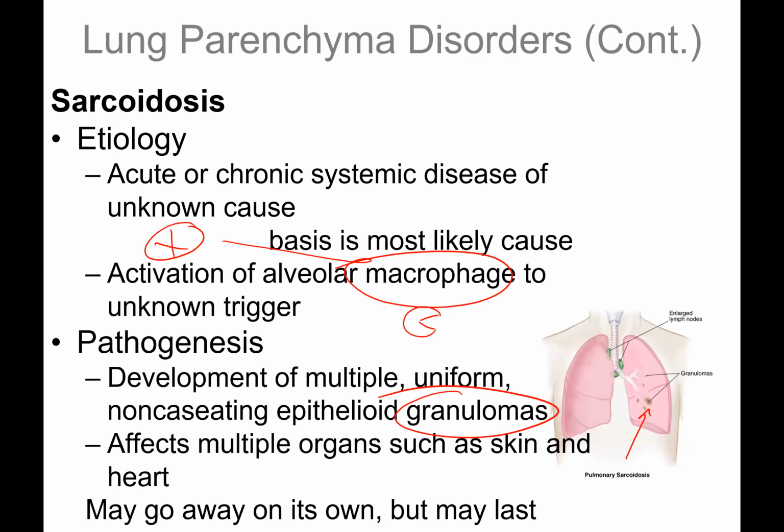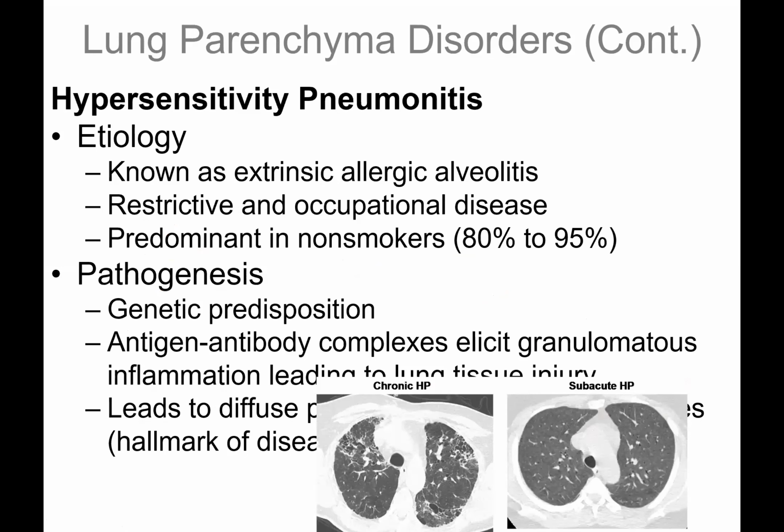On X-ray, sometimes these are visible on X-ray. Okay, pneumonitis, right? Not typically found in smokers, oftentimes a side effect of where you work. There can be a genetic predisposition and an antibody complex.